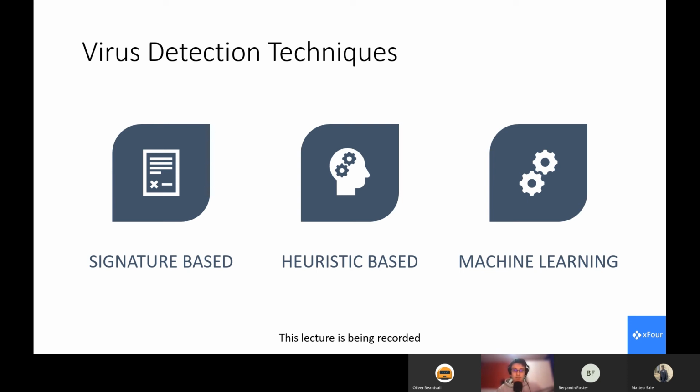Heuristic based, so heuristics is basically a fancy word for behaviors. What they'll do is they'll study a large group of viruses, they'll put them into servers and they'll run them and detect what sort of things they do. So for example, the WannaCry was constantly pinging out to a certain URL. That was a behavior of it, or a heuristic of the WannaCry virus.